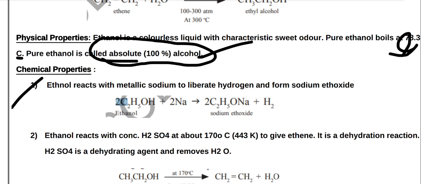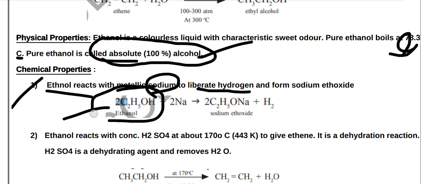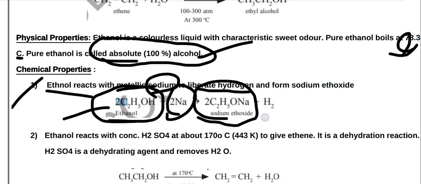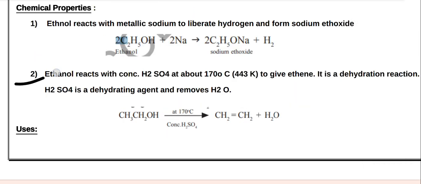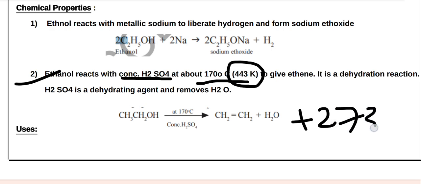Chemical properties, if you see, ethanol reacts with the metal sodium to liberate hydrogen. You can see here ethanol C2H5OH is adding with sodium, releasing sodium ethoxide plus hydrogen. So you can see ethanol reacts with concentrated sulfuric acid at about 170 degrees centigrade, and 170 degrees centigrade is 443 Kelvin. How? Simply by adding 273 to the centigrade scale you will get this value.